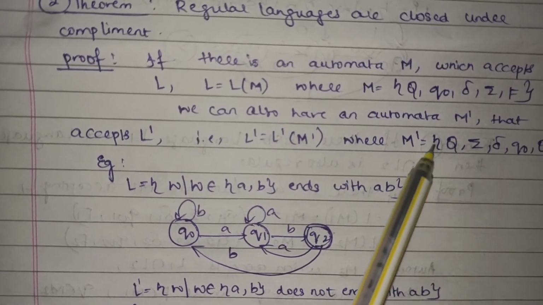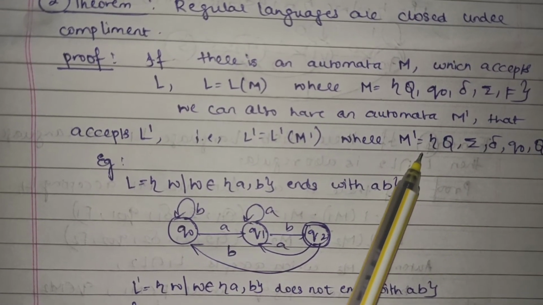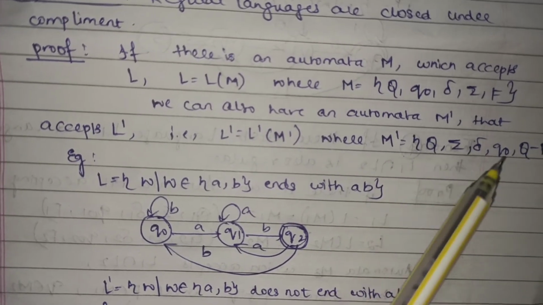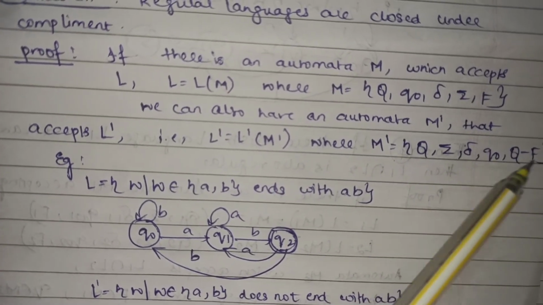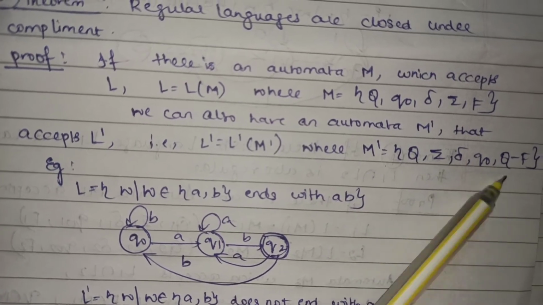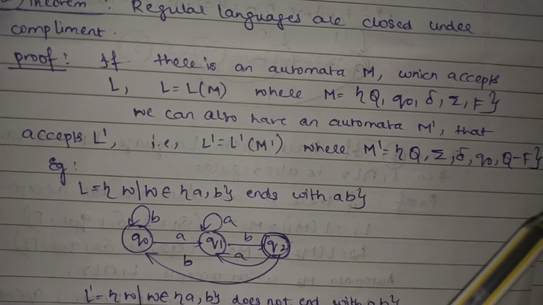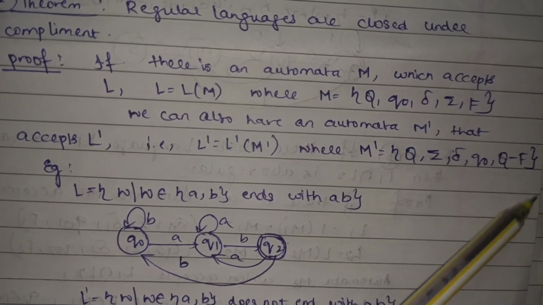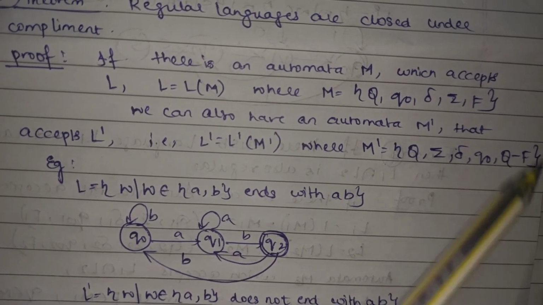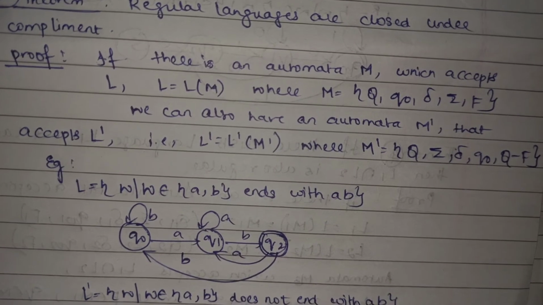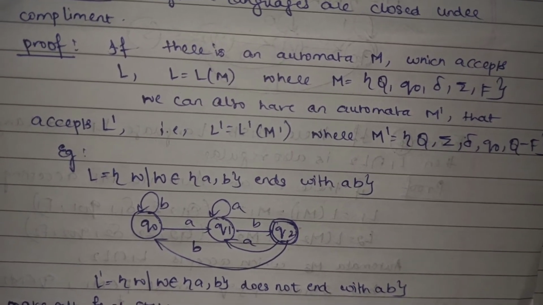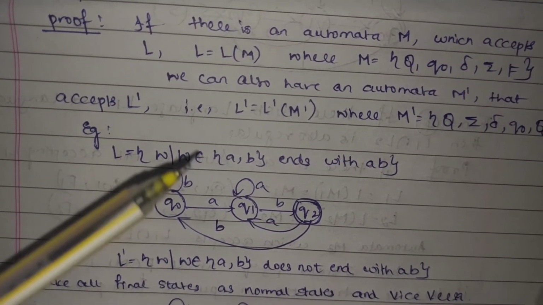This M dash can be represented using Q, sigma, delta, Q naught and Q minus F. Why Q minus F? Because in the second automata that we construct, we take the final states to be all the other states except the final states of the earlier constructed automata. So we'll look at an example. You have to write example 2 for this theorem.